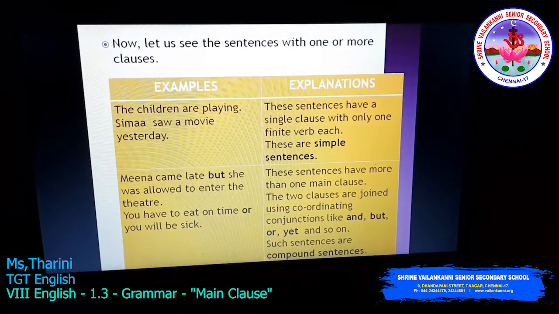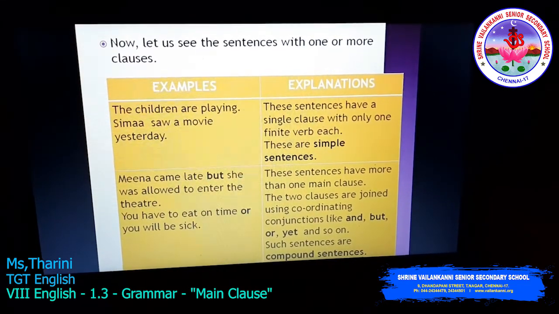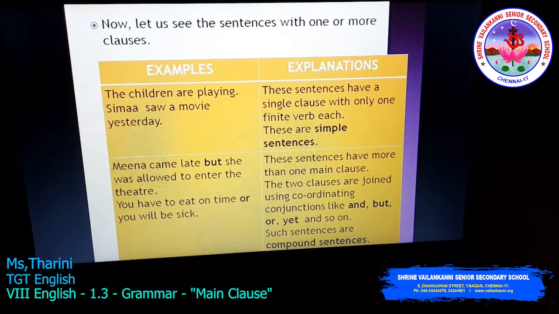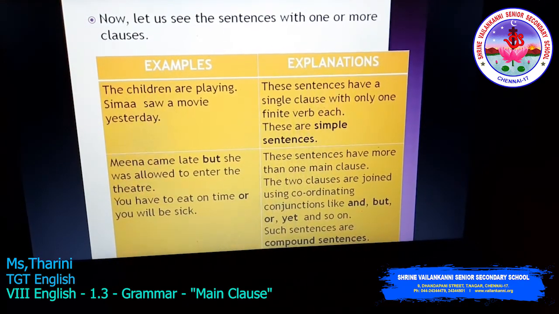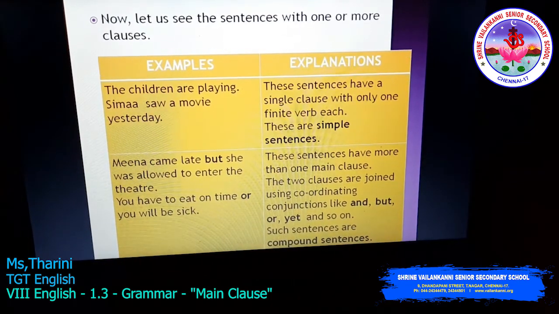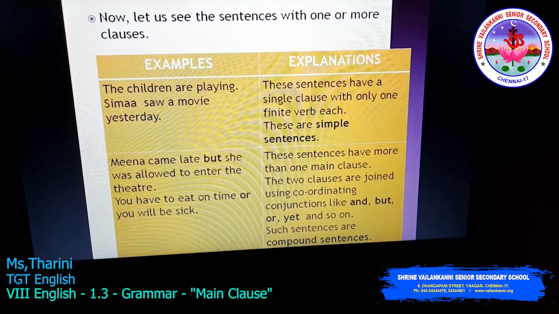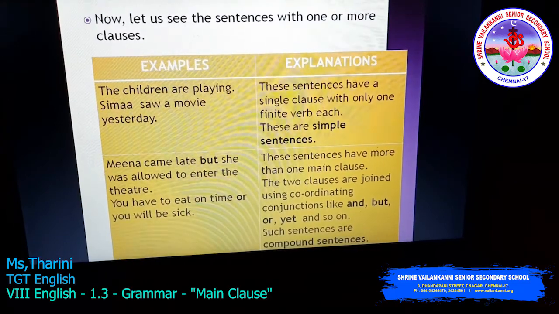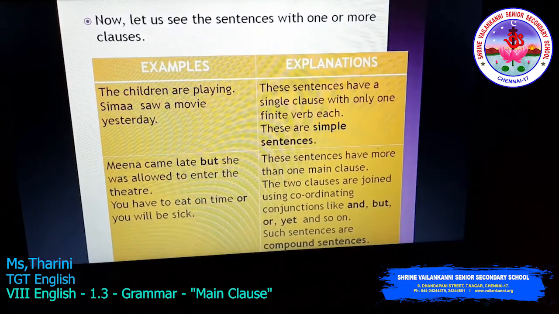Now, let us see the sentences with one or more clauses. Example, the children are playing. Seema saw a movie yesterday. These sentences have a single clause with only one finite verb each. The children are playing. Playing is a verb. Seema saw a movie yesterday. Saw is again a verb. These are simple sentences which are having only one clause in them.